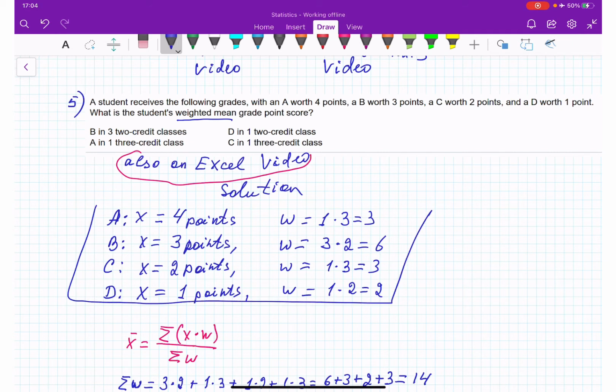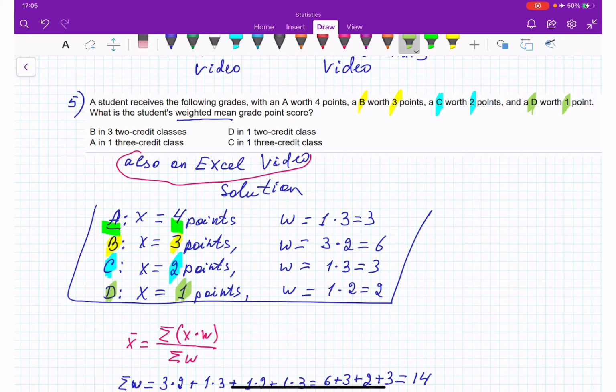A student received the following grades, with each worth points. For grade A, it's worth 4 points. Then for grade B, it's worth 3 points. Then for C, worth 2 points, and D worth 1 point.